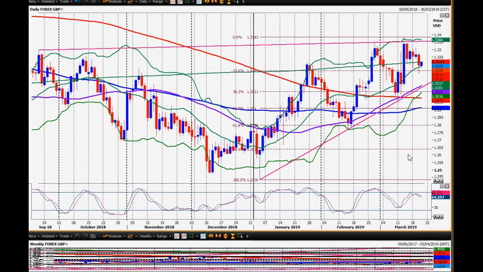I haven't been writing reports on the pound versus the dollar, cable, because I don't understand the politics, and I don't want to get caught on some crazy Brexit announcement move. We've seen too many of those already.